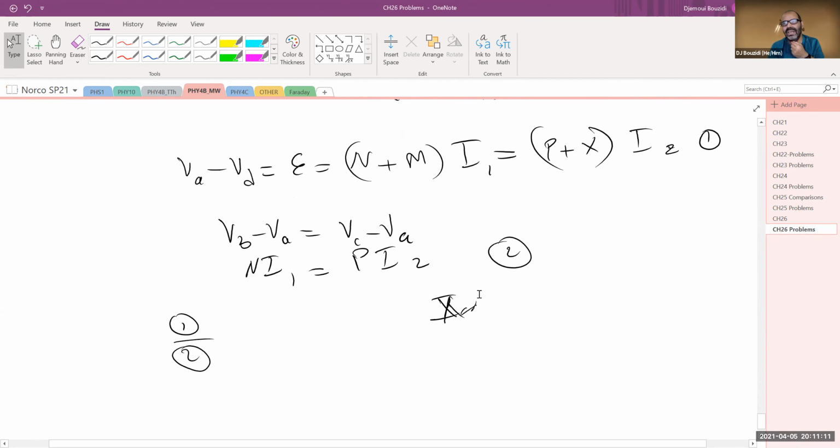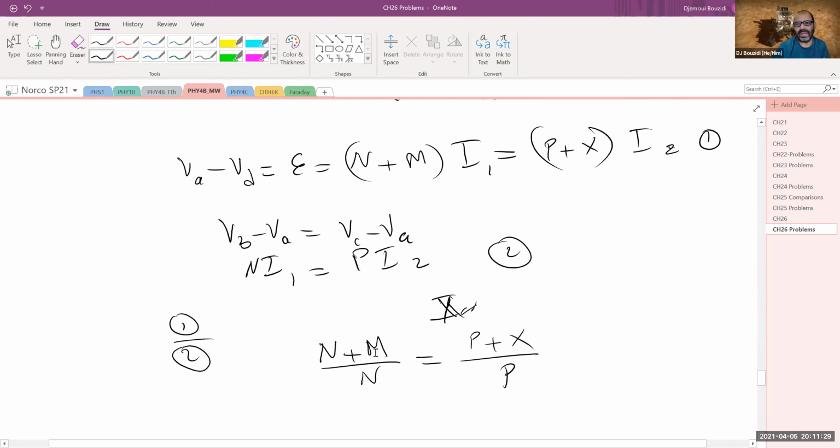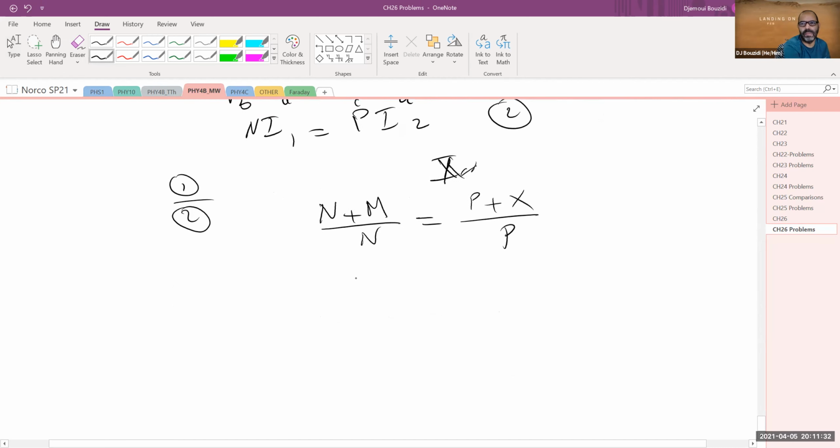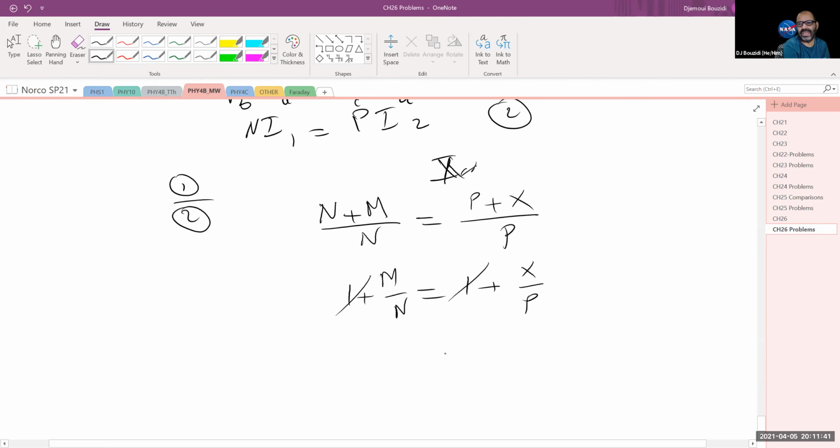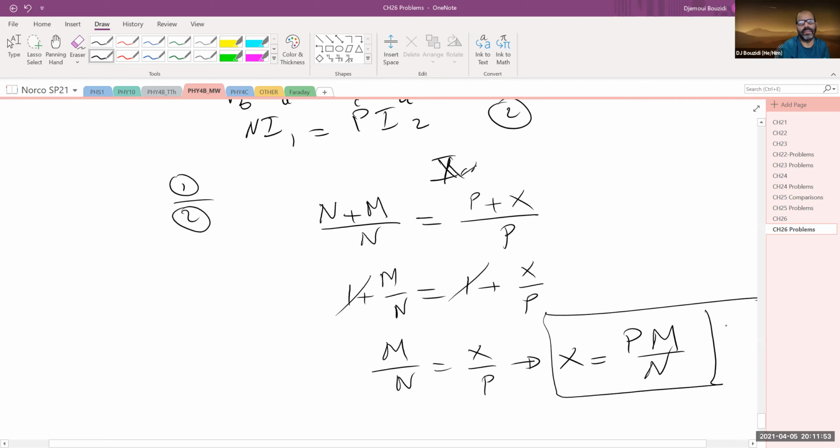So at the end, when you divide, you're going to find N plus M over N is equal to, because the I1 and I1 cancel, P plus X over P, which is basically an identity. So obviously N divided by N is just one, plus M over N is equal to P over P, which is one, plus X over P. And the one cancels the one. And this gives me a condition that M over N is equal to X over P, or exactly what we needed: X equals PM over N. And that is what we're supposed to show.